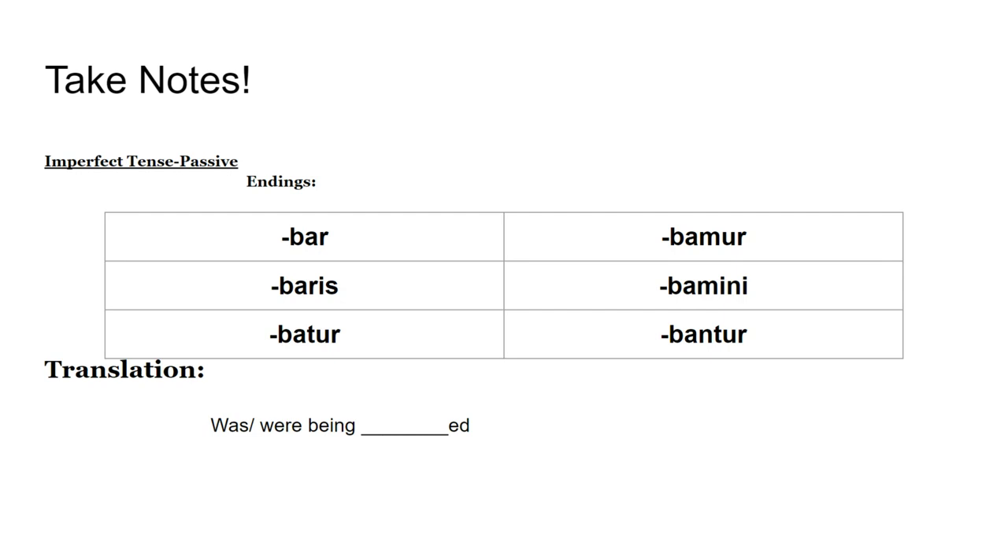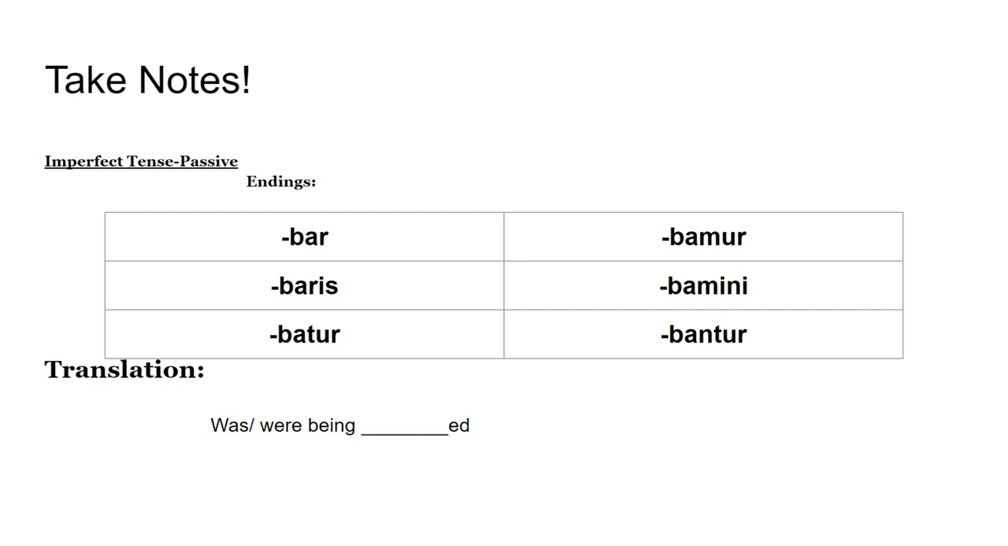BAR, baris, batur, bamur, bamini, bantur. Those endings, again, correspond to the same set that we're used to: I, you, he, she, it, we, y'all, they. And the translation for the imperfect passive, again, we're going to get was or were being. We're used to that, right? That's BA, back in the day.